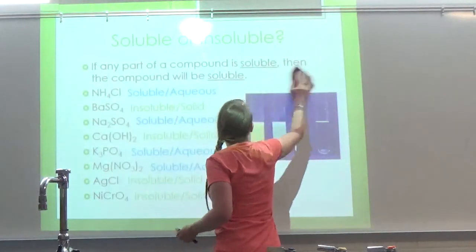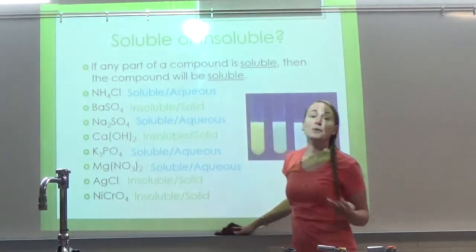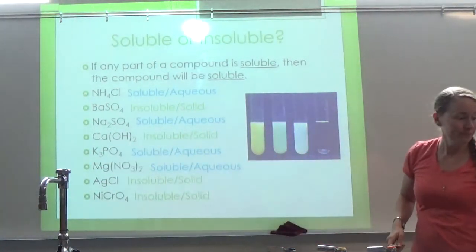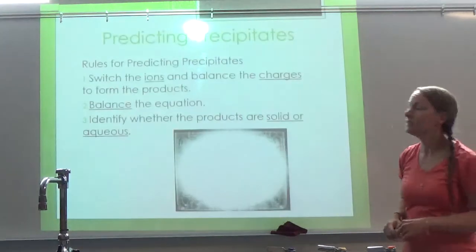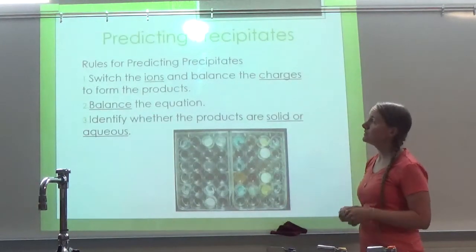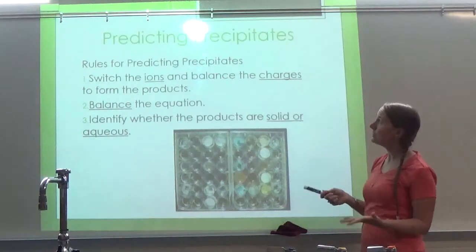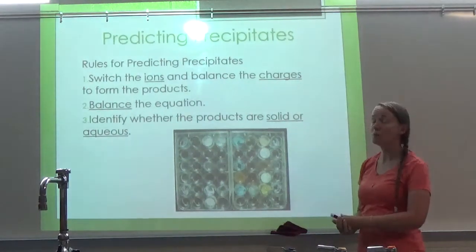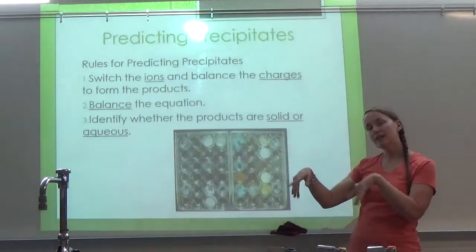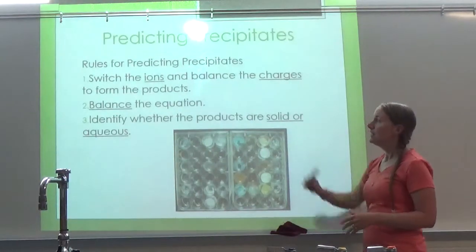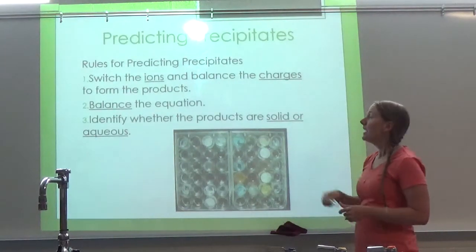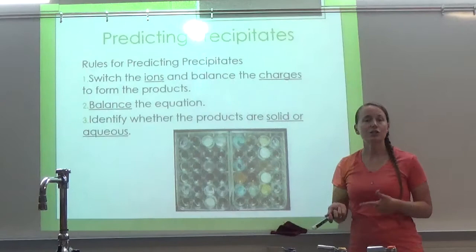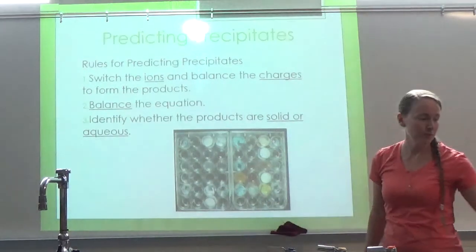So let's look at how to actually predict in a reaction form. The rules for predicting precipitates are you're going to switch the ions and balance the charges to form the products. I'm going to give you some reactants. First you have to form the products, then balance the equations, and then tell me whether the products are solid or aqueous using your solubility rules.